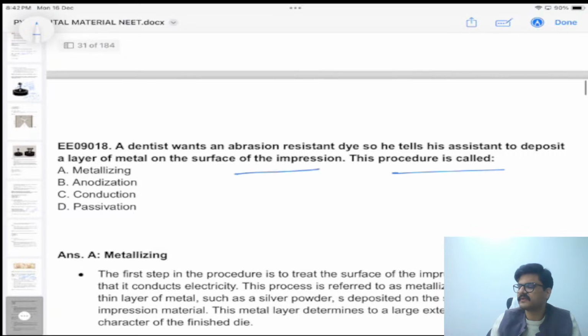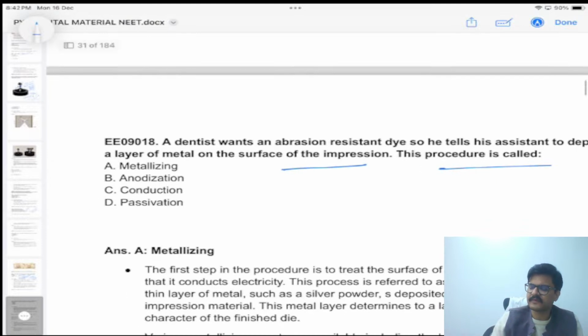Dentist wants an abrasion resistant die, so he tells his assistant to deposit a layer of metal on the surface of the impression. This process is called, so basically this is electroplating, but a better answer is metallizing, right? And in general, what impression material is usually not metallized? That's another MCQ. It's usually your hydrocolloids, right? Why? Because you can't immerse them in electrolyte. They'll imbibe the water from the electrolyte solution and undergo dimensional changes. And when you pour a cast after metallizing, it'll be inaccurate.